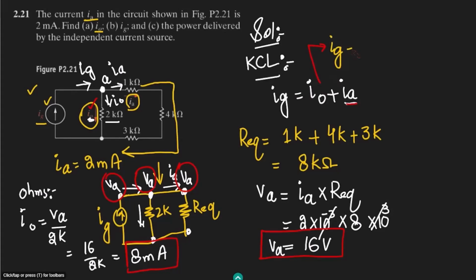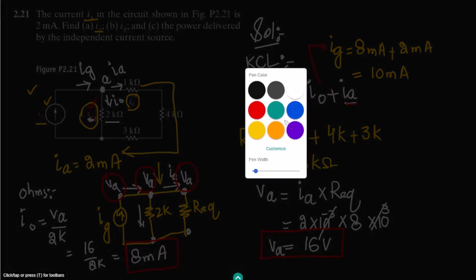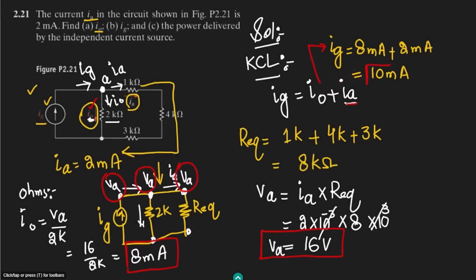So the value of Ig is what? I naught is 8 milliamps, Ia is 2 milliamps, so that is 10 milliamps. So that is basically the solution of part B. So this is part B, this is part A.